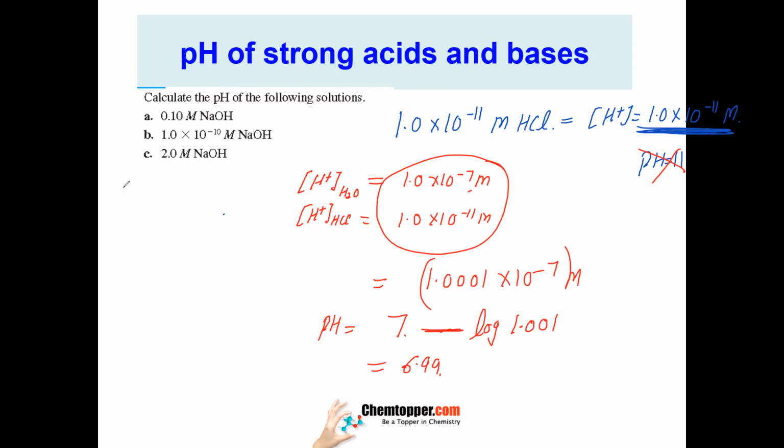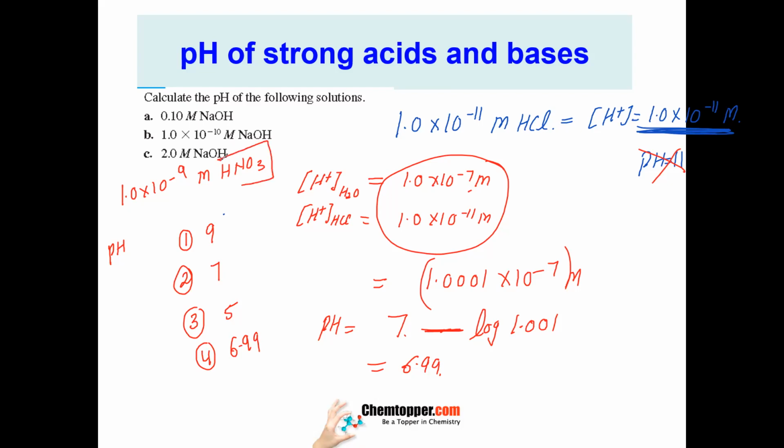Like there is a question on my website also, that there is 1.0 times 10 raised to power minus 9 molar HNO3. And they said, okay, pH of this, with options. One option, pH is 9. Second option, pH is 7. Third option, pH is 5. Fourth option, pH is 6.99. So according to you, which answer is correct?